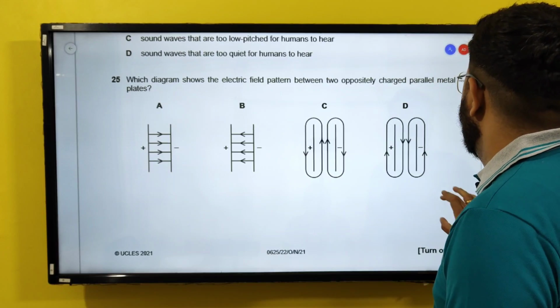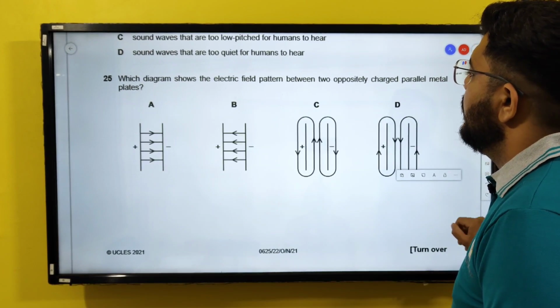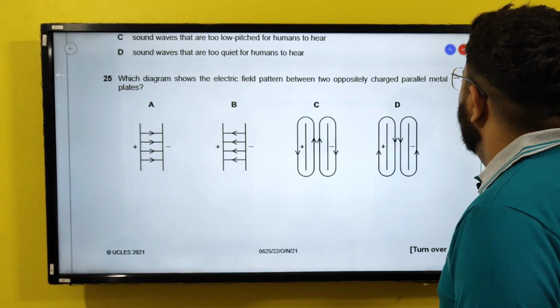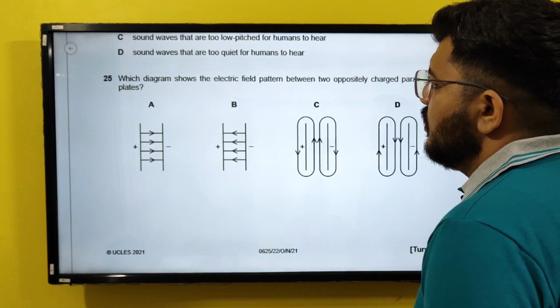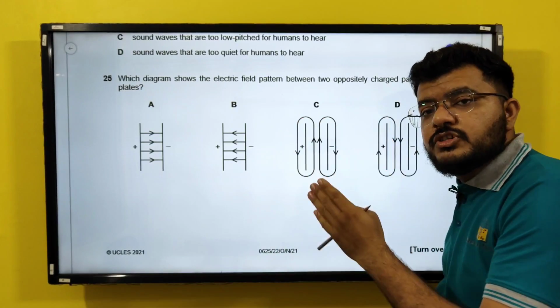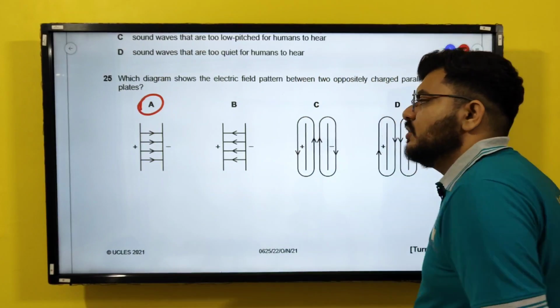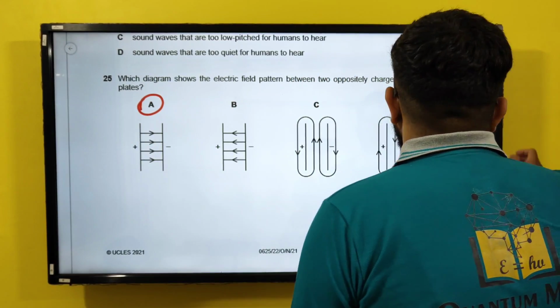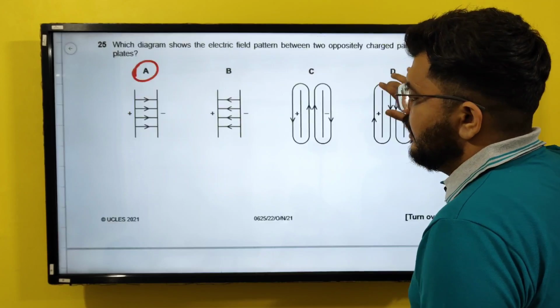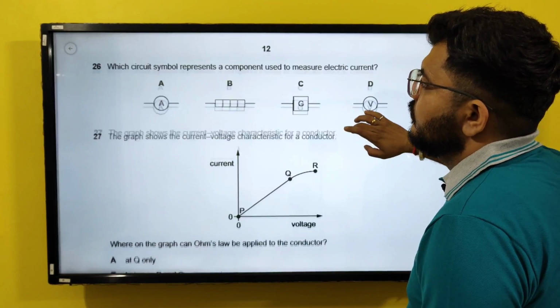Which diagram shows electric field pattern between two oppositely charged metal plates? So the field lines start from positive, end at negative. Therefore option A itself is your correct answer, right? Field lines start from positive, end at negative.